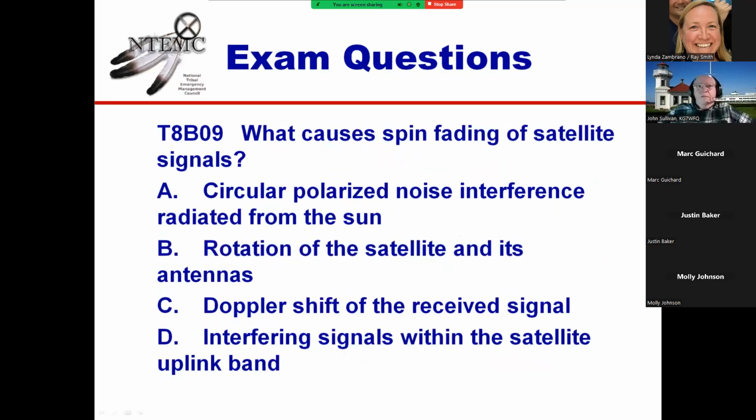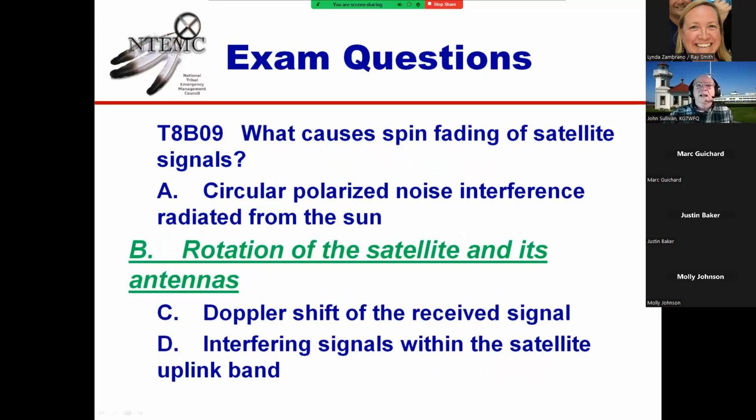What causes spin fading of satellite signals? Okay, we've talked about that, how the antenna on the satellite is moving in different dimensions. It's the satellite itself is turning, it's rotating around the Earth. So it's the rotation of the satellite and its antennas. That's what causes the signal to fade in and out.